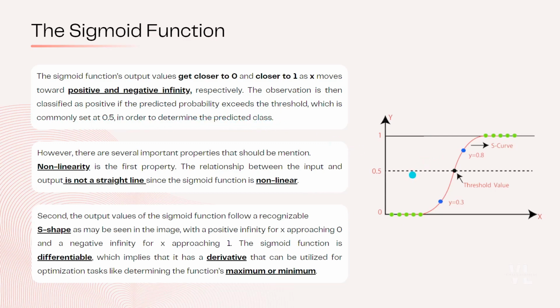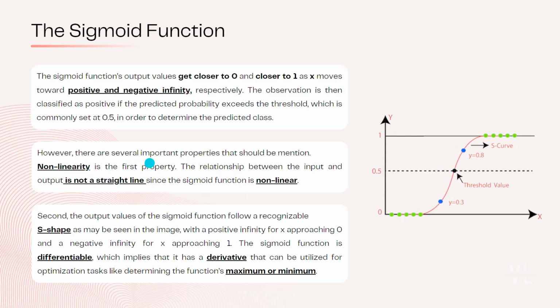So normally what we do during logistic regression is set a threshold value of 0.5. If the predicted output from our logistic regression model is greater than that threshold value, which is 0.5, then it is predicted as 1. Here in this case, the blue dot represents a y value of 0.8. Since this value is above the threshold, the output can be predicted as 1. And if the predicted probability value is less than the threshold value, then it is classified into the other class, known as 0.